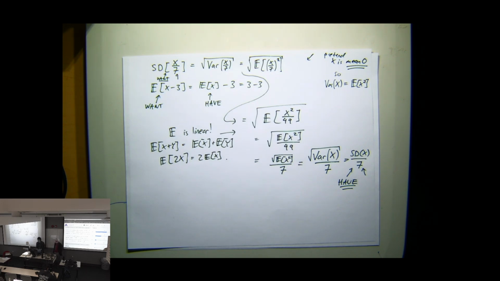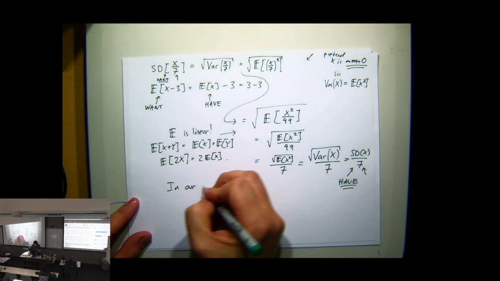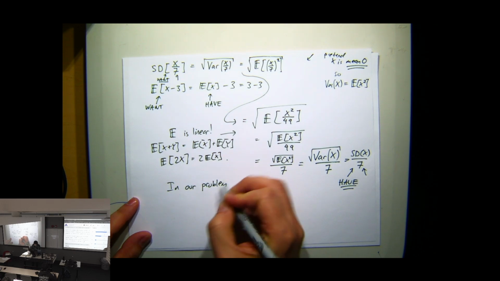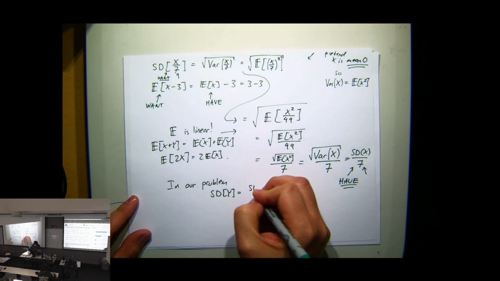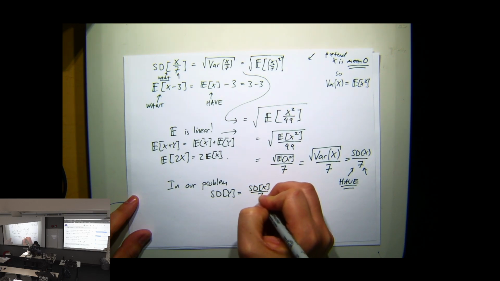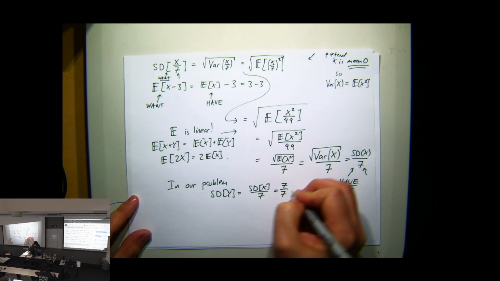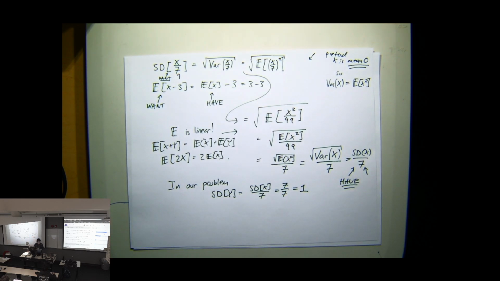But let me answer the original problem. The original problem says, what is the standard deviation of y? Well, it's the standard deviation of x divided by 7, which in our problem is 7 divided by 7, which is equal to 1. So the correct answer is 1.